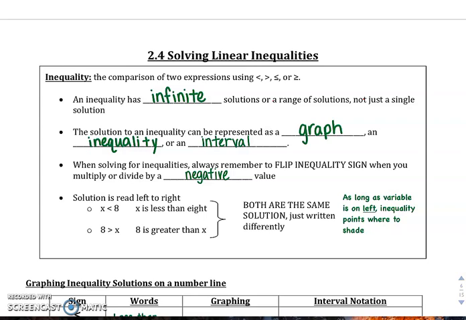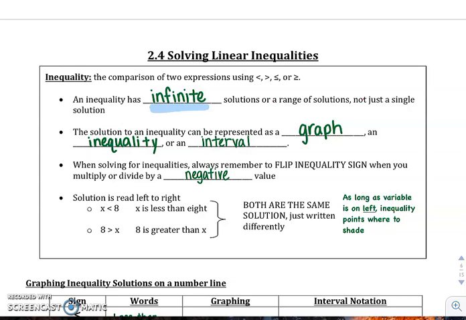An inequality is the comparison of two expressions. And we have multiple signs to go with that, which we'll talk about in a minute. But the thing with solutions for inequalities is that they have an infinite number of solutions, or a range of solutions, not just a single solution. For an equation, it's just x equals 3 or x equals 12.